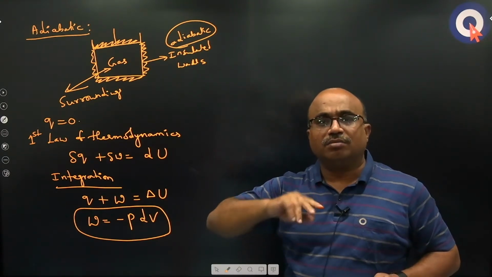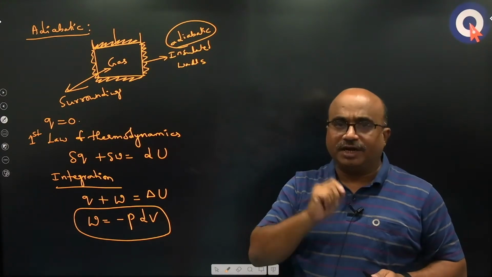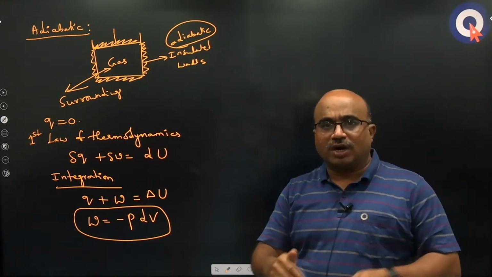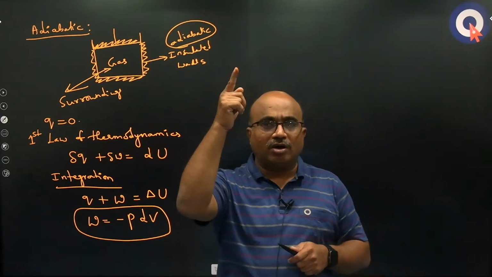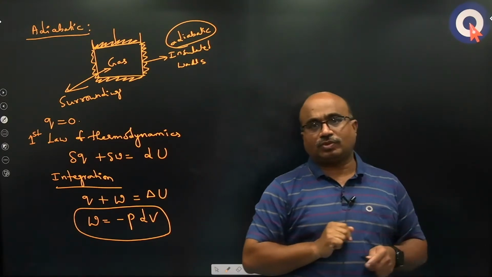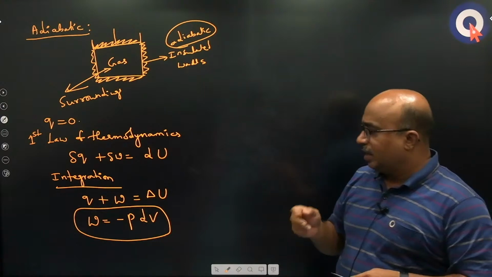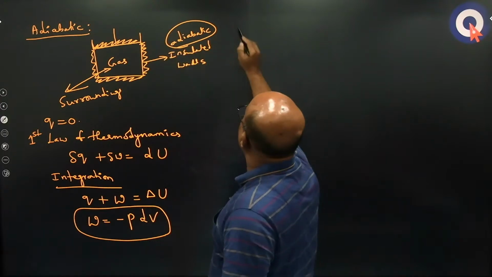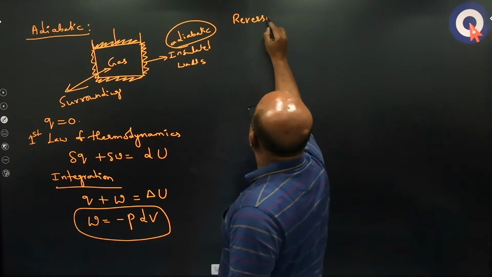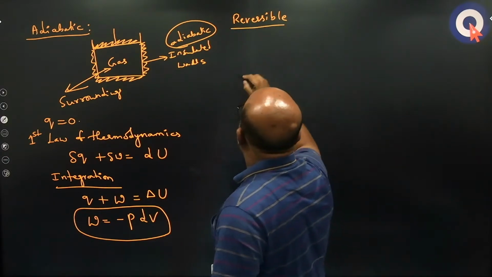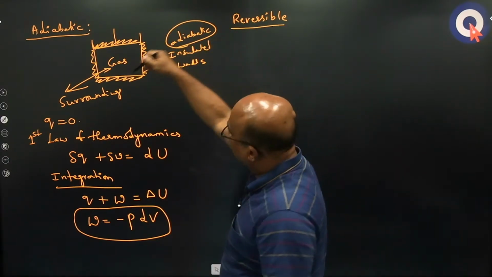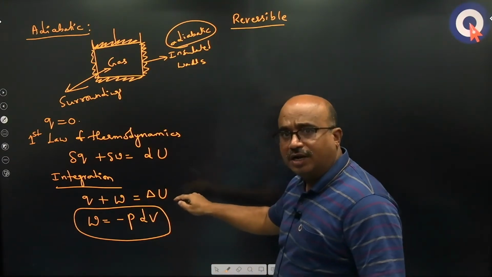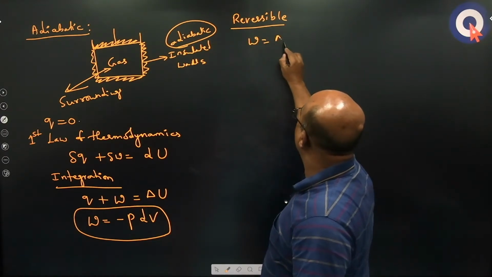Then work is done by the system, so we say it is negative work. But when there is a compression, work is done on the system, then the work you will get is positive, because the final volume is less than the initial volume. But whether the process is reversible or irreversible adiabatic, since heat is zero, we say work is nothing but the change in internal energy. That means W is equal to delta U.